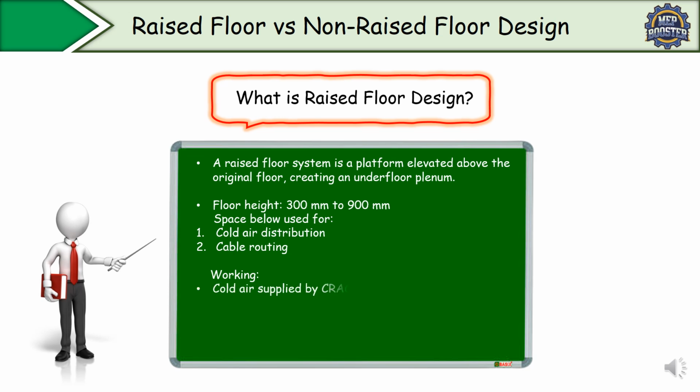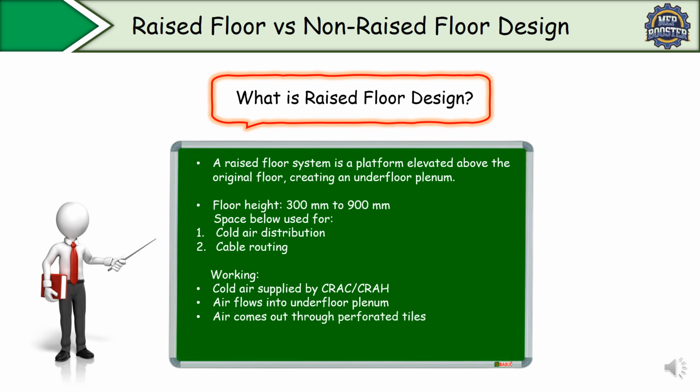Now here you can see the working is given, how the raised floor system actually works. So first of all, the cold air is supplied by a CRAC or CRAH unit. CRAC means computer room air conditioner. CRAH is the computer room air handler. So these units generate chilled air and push it into the underfloor space. Okay, then what happens? The air flows into the underfloor plenum. The space below acts as a plenum chamber, as I discussed. So the cold air spreads uniformly under the floor. So here no duct is required, and there is uniform pressure distribution.